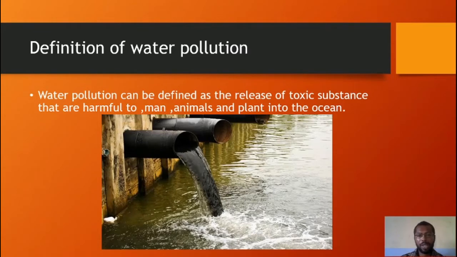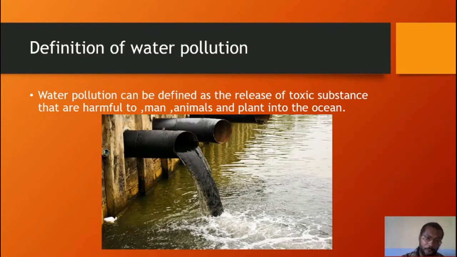Now, definition of water pollution. What is water pollution? From the definition here, it says that water pollution can be defined as the release of toxic substances that are harmful to man, animals, and plants into the ocean or into the water. I'll take that again. It is the release of toxic substances that are harmful to man, animals, and plants into the water or ocean. That is what water pollution is.